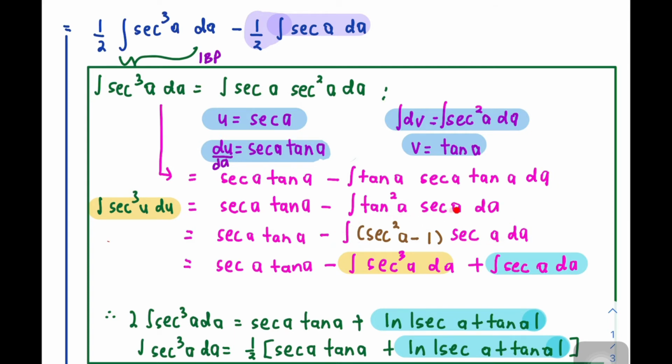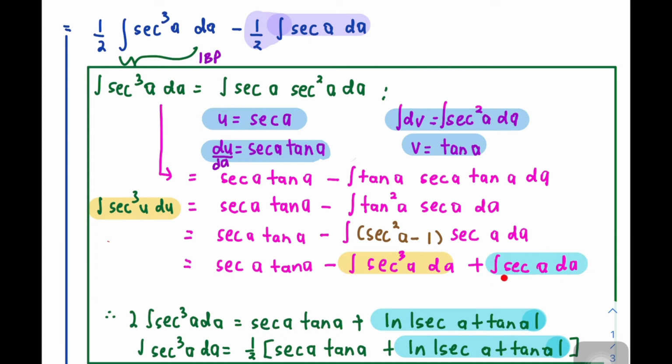Let's expand this. We will have secant a tangent a minus integrate secant cube a dA minus secant a dA. Now, let's see here. I hope you can see that this is a common term. This is the case of IBP of special cases, where along the way you can get the question back. So let's just take this to the other side, to your left-hand side, so that integral plus integral, you'll get 2 integrate secant cube a dA. So this will be equal to secant a tangent a.